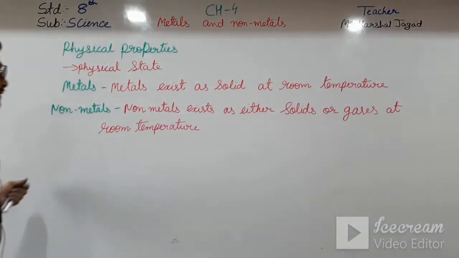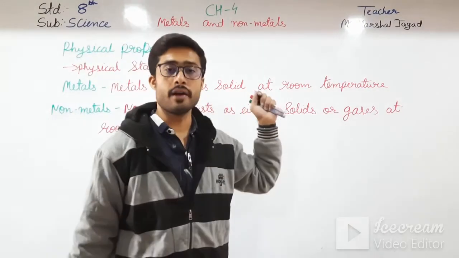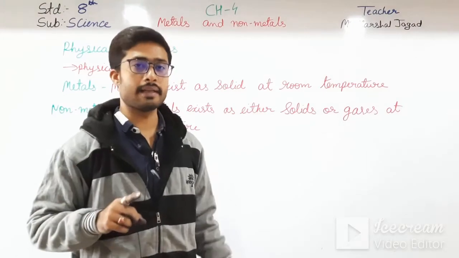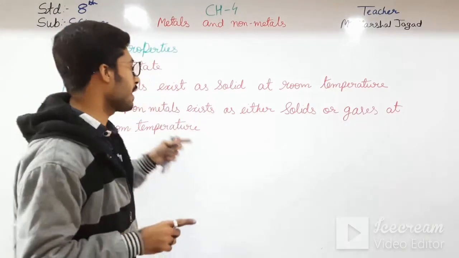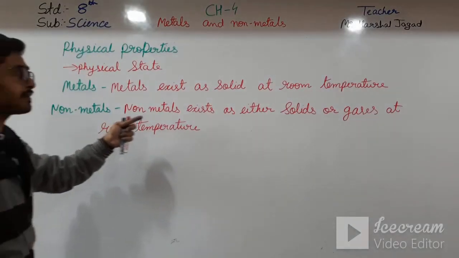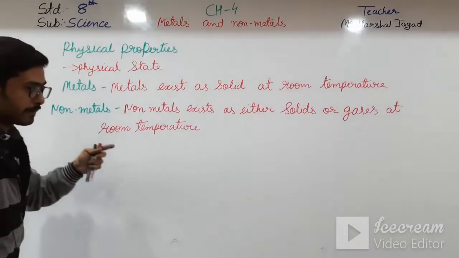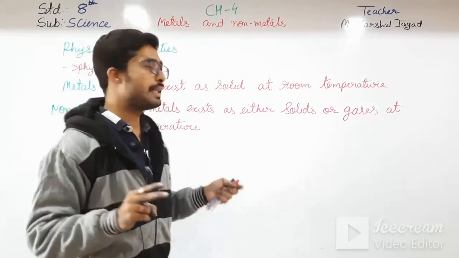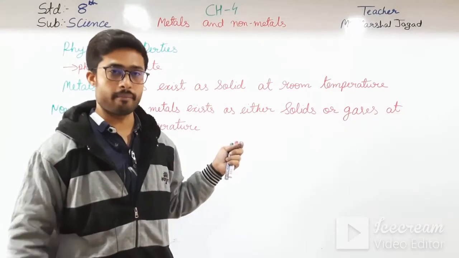Here, metals exist as solid at room temperature, but there was an exception, mercury, the only metal which is liquid at room temperature. Non-metals exist as either solids or gases at room temperature, but here too there is an exception: bromine is the only non-metal which exists as liquid at room temperature.